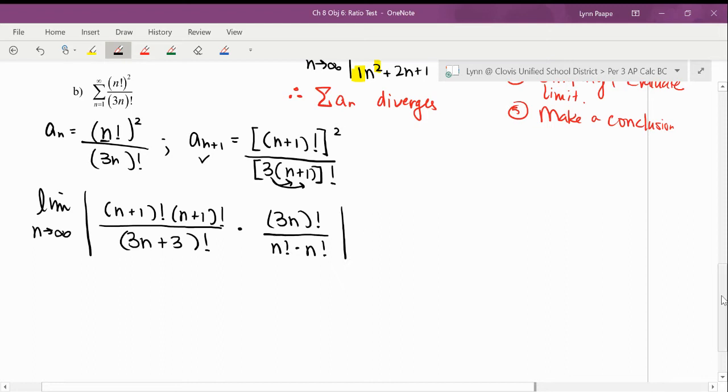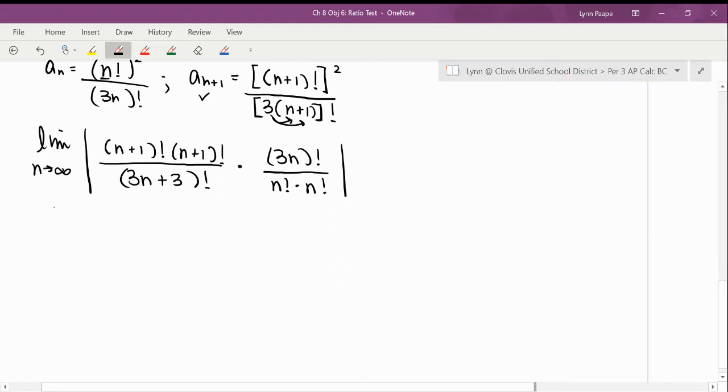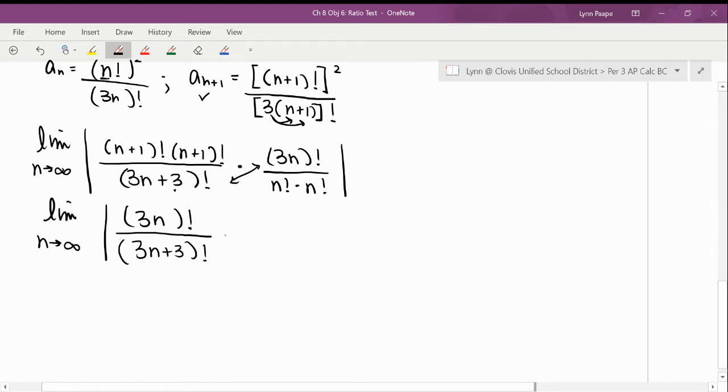Okay, so now I'm going to rearrange a little bit. I'm going to put all my 3n terms together, so I'm going to align those. And again, this is not a step I have to do. This is just one that helps me see things better. So I'm going to do 3n factorial, and then put that in the numerator with the 3n plus 3, in line. That way, when I ask how do I simplify the factorials, I'll know which goes with which. Okay, so then times my n plus 1 factorials, and then my n factorials.